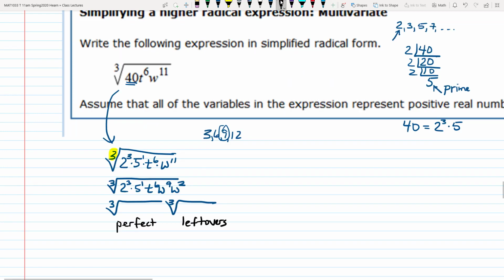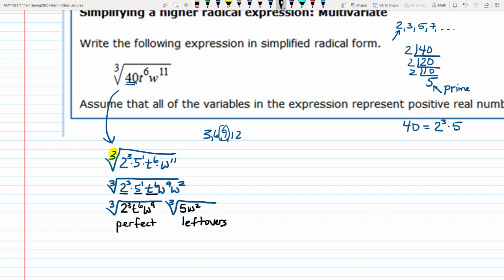So the perfect cubes I'm referring to are those factors with powers divisible by 3. So 2 cubed, the first factor here, is going to be a perfect cube. 5 to the 1st, however, doesn't have a power divisible by 3, so it's going to go over there. And you don't actually have to write the first power. t to the 6th, is that a perfect cube? Yes, because 6 is divisible by 3. w to the 9th has a power that's divisible by 3. But w squared does not, so that goes into the leftovers.